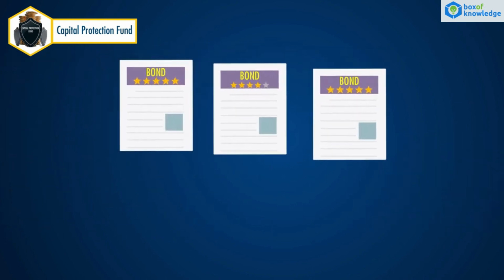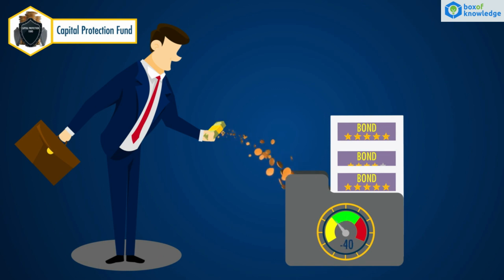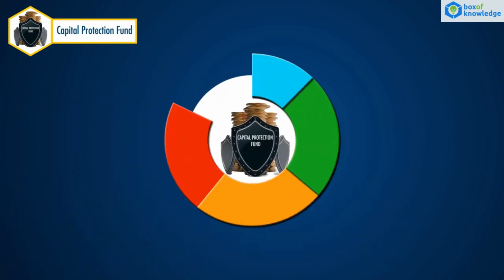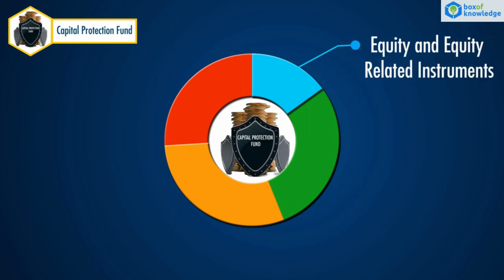The fund does this by investing a majority of the fund corpus in AAA rated bonds, which have a minimal risk of default, while a small portion of the fund corpus is invested in equity and equity-related instruments.